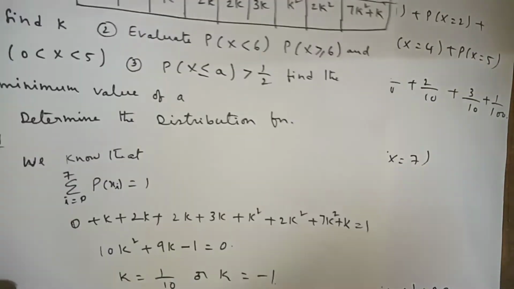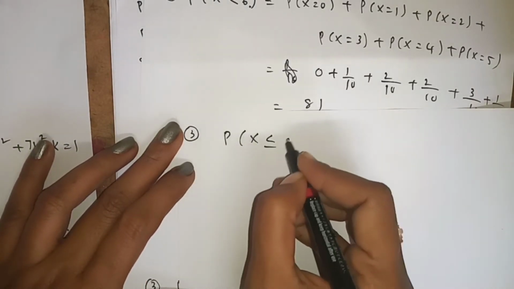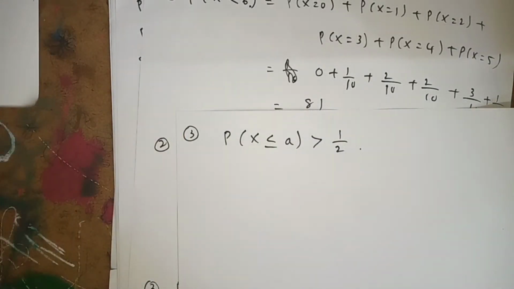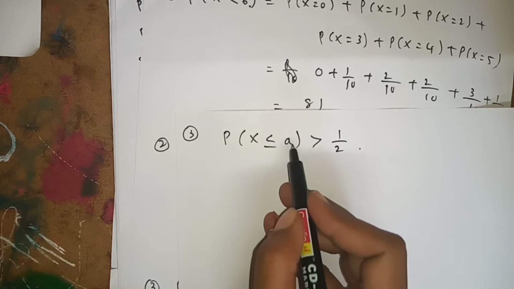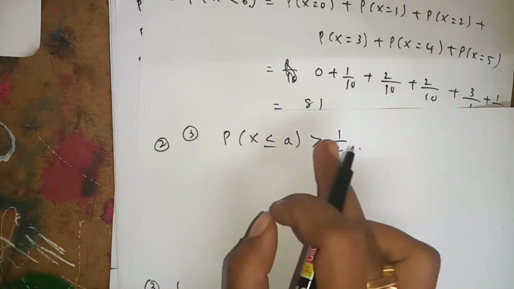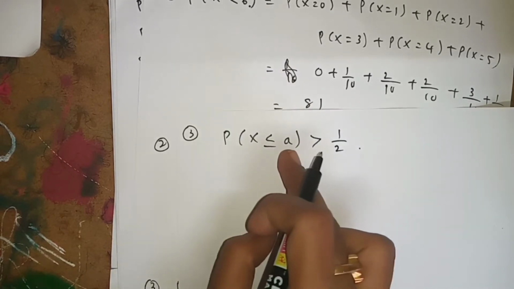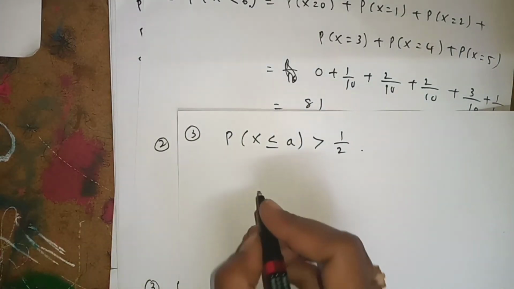The next bit, what do we have to find? The third bit is P of X less than or equal to a, which is greater than 1 by 2. Then find the value of a. For what value of a is this greater than 1 by 2? For what value, if I substitute, is the complete value greater than 1 by 2?